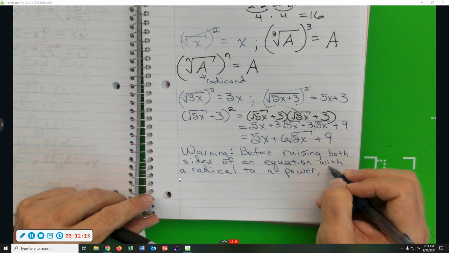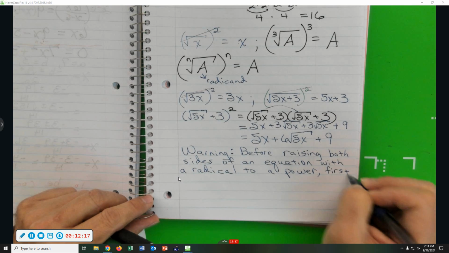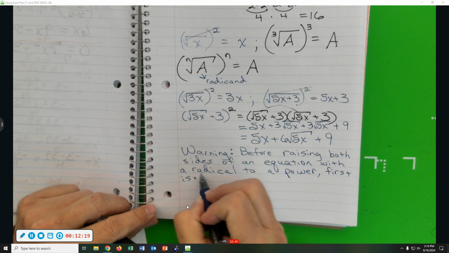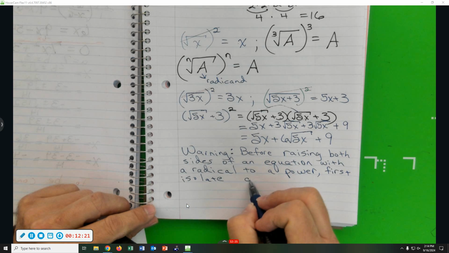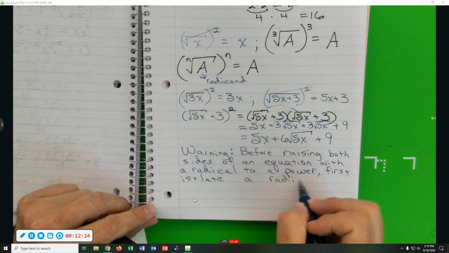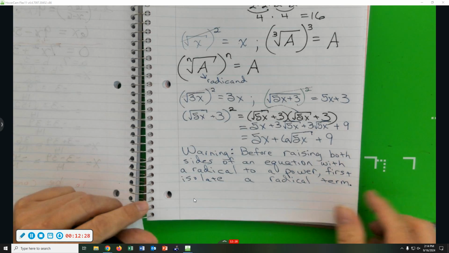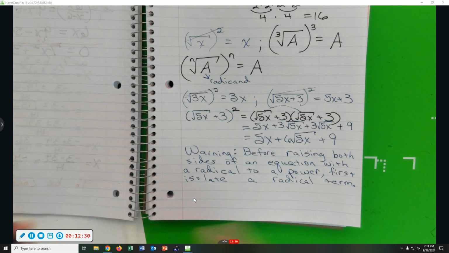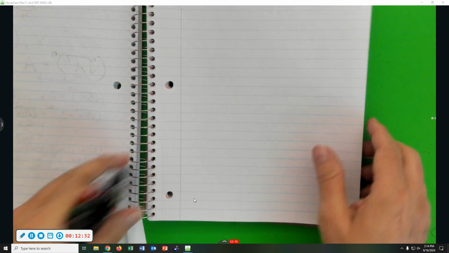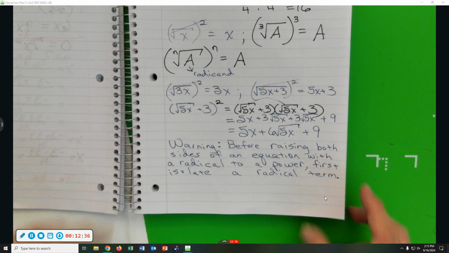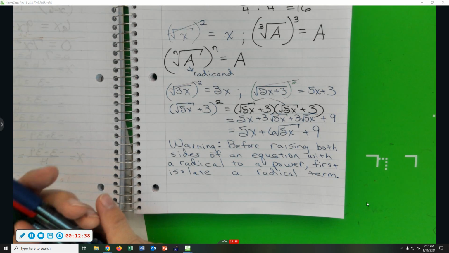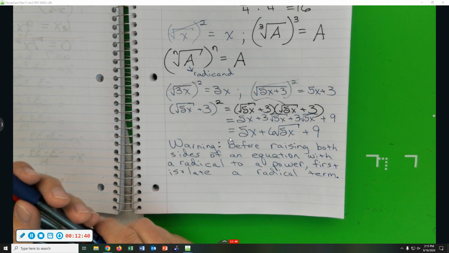I'll say, first, isolate a radical term. If there's only one radical, get it by itself. If there's two, put one on each side. I think I'm going to write out a general recipe that we'll follow to solve these radical equations.